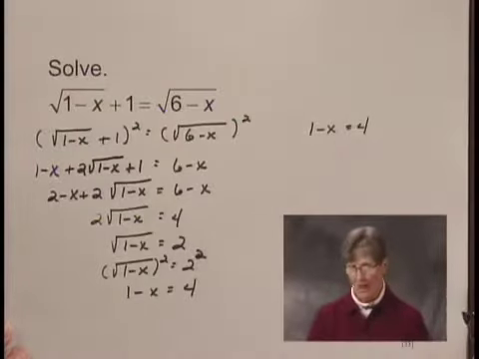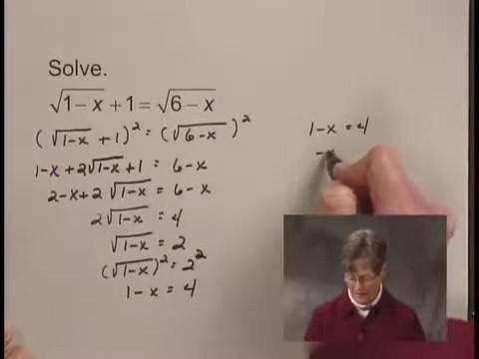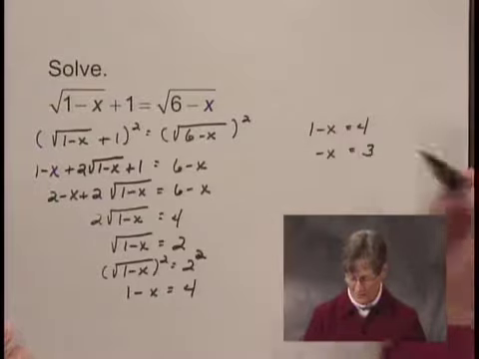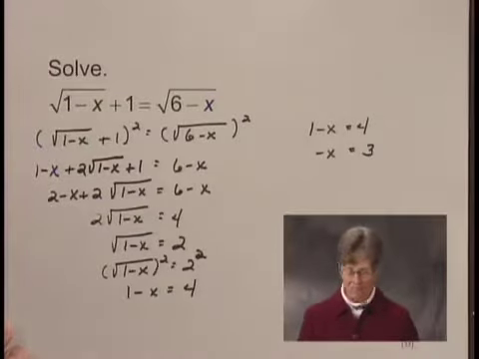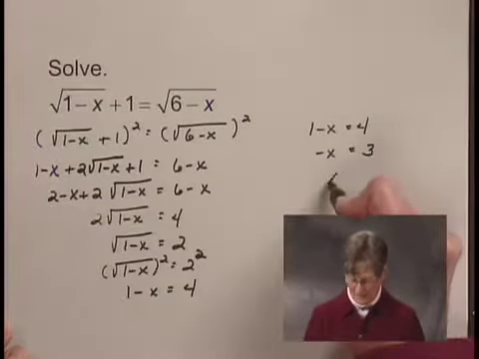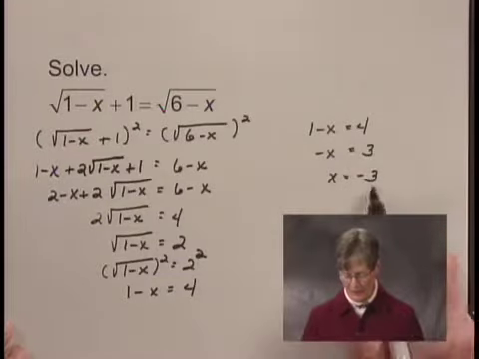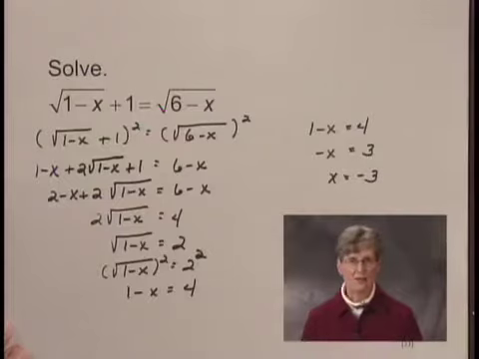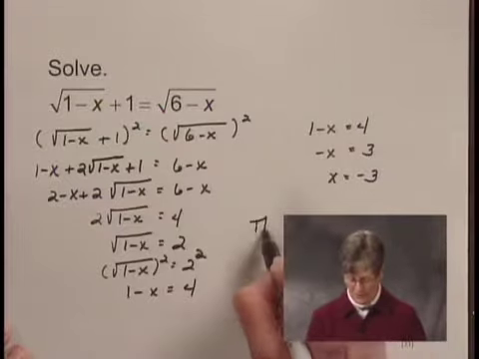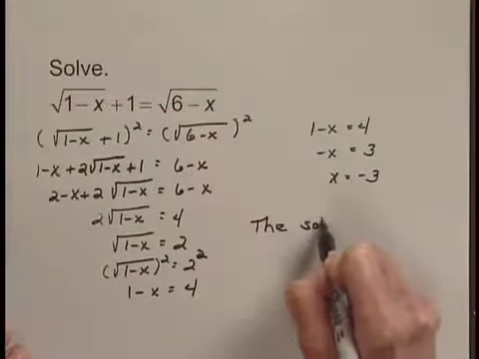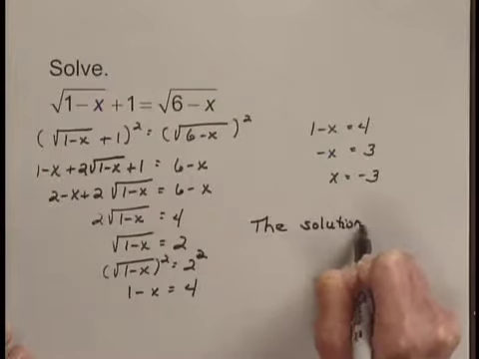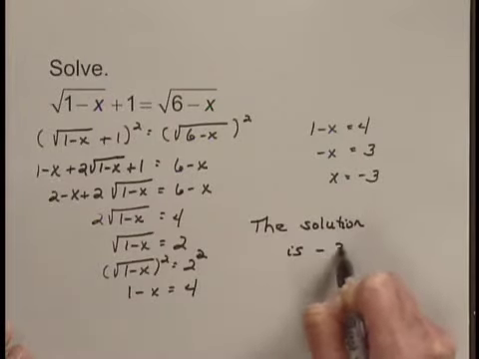I'm going to subtract 1 on both sides, so I'll have the opposite of x equals 3. And now I'm going to multiply both sides by negative 1 to solve for x, and I get x equals negative 3. And if we check negative 3 in the original equation, we find that it is a solution. So we say the solution is negative 3.